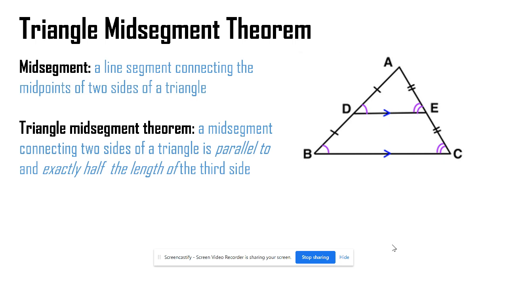Let's talk about the triangle midsegment theorem. And first we have to know what a midsegment is. So if you look at the diagram here, you have point D. That is the midpoint of side AB.